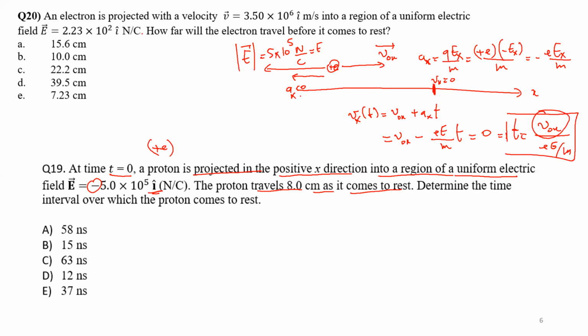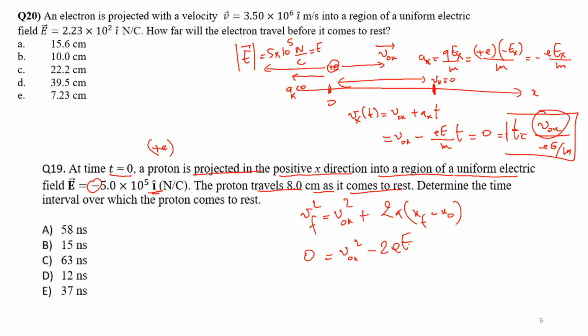Well, I gave you this distance here before coming to rest. You use the second equation. So v naught x, you will get it using v final squared is equal to v initial squared plus 2 times acceleration multiplied by x final minus x initial. So v final squared is 0. So I have v naught x squared. I have here 2a, of course, a is negative, so it will be eE divided by m multiplied by d. So here I know everything.